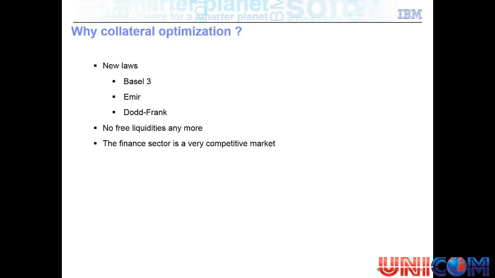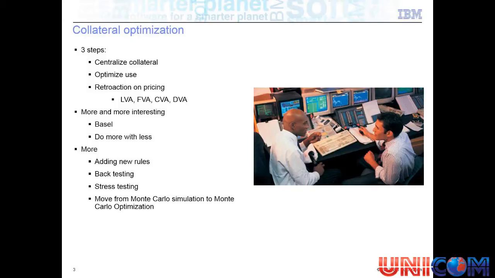And something very important is that the financial sector is not a market where people can wait and do nothing. It is a very competitive market. So in a way, if you don't begin to do collateral optimization, the competition will. So this is why everybody is thinking about collateral optimization. I don't say that everybody is already doing collateral optimization.